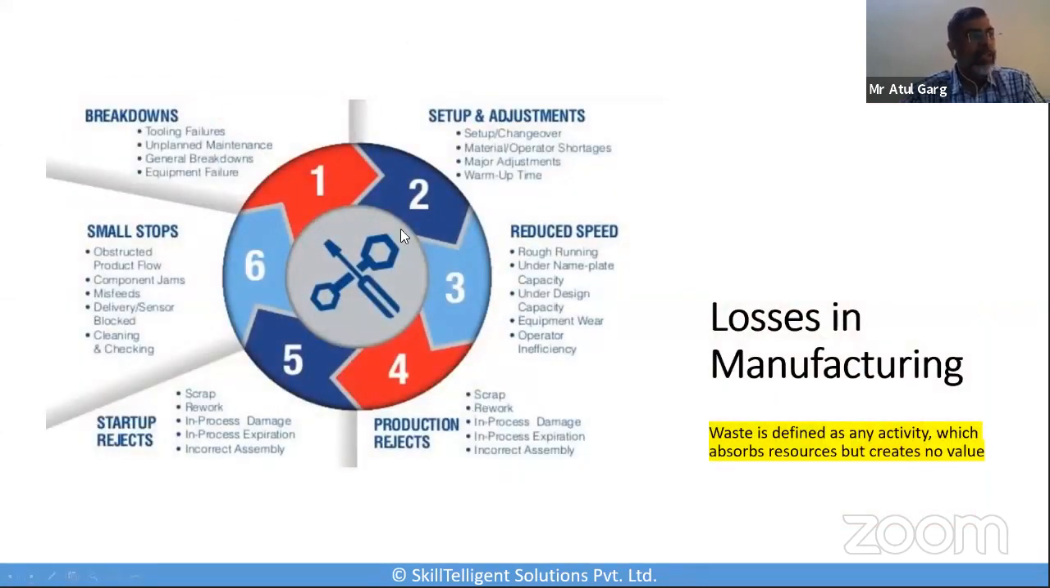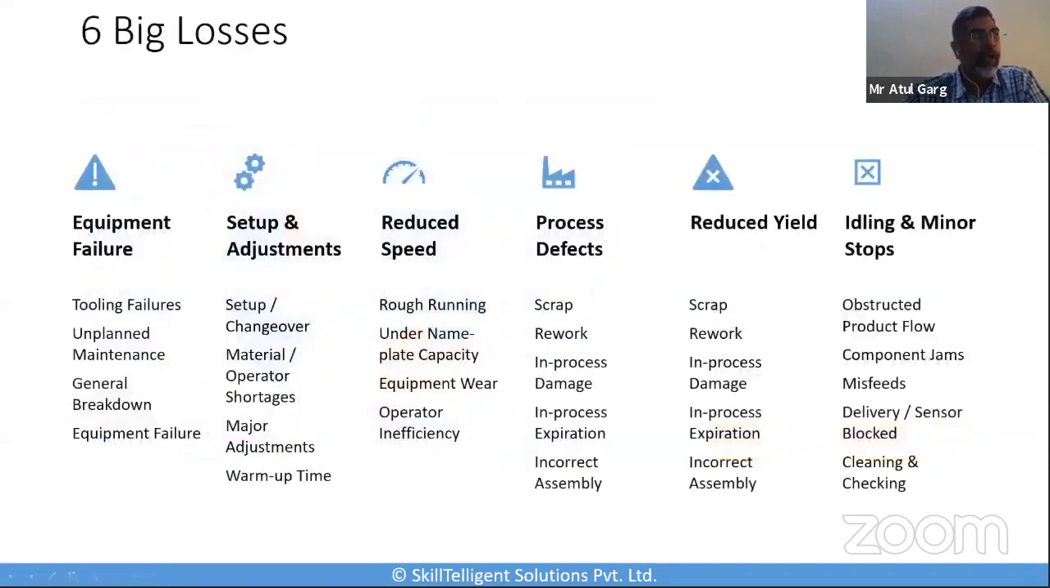These losses, as I talked about, the first one is a breakdown. It could be anything to do with tooling failure and so on. It could be setup and adjustments. Every time we have to set up a machine for a new job, that also results in some kind of a loss. If in the beginning or during the entire execution the machine is not running to the rated capacity, then that's a reduced speed loss. And then you have the production rejections, the startup rejections, and the small or minor stops which may happen while the job is going on. So these are the kind of losses which we generally talk about.